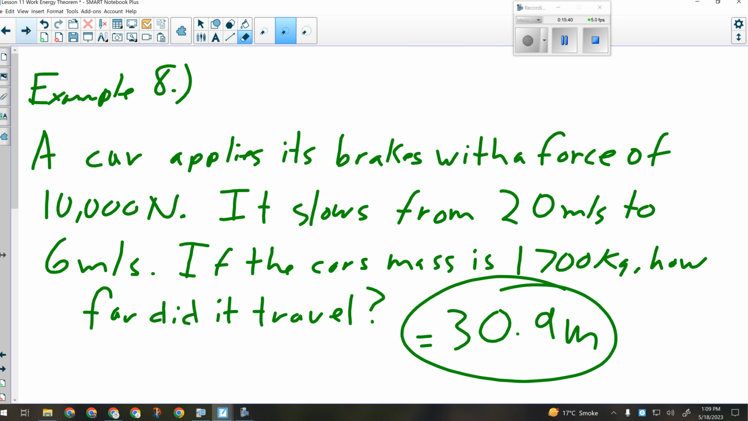Okay, we did one like this. This was my rant day, about why you have to go the speed limit in a playground zone. So, a car applies its brakes. The brakes apply a force of 10,000 newtons, and it slows from 20 meters per second to 6 meters per second. So, I was foreshadowing when I said we're going to have one where the other one's not zero. Now we have one. The car's mass is 1,700 kilograms. How far does it travel?